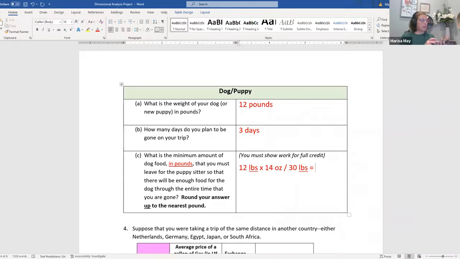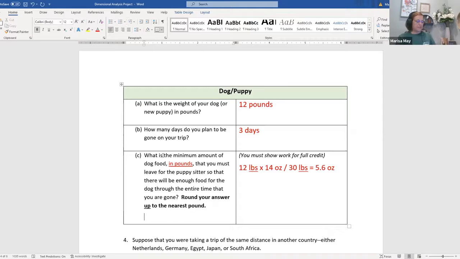So I'm doing 12 times 14 divided by 30. I got 5.6. That is ounces. Now, that is for 1 day. That is 1 day. Now I'm going to do that 1 pound is 16 ounces. That's my conversion I need.